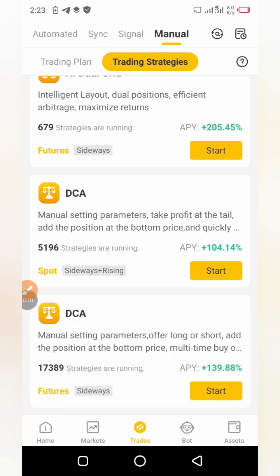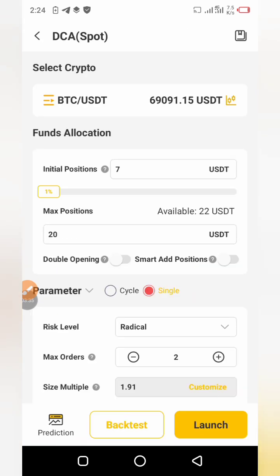So we come to DCA. The robot we're going to use is DCA Spot. For the fact that the market is bearish, we'll be trading on spots. Don't trade futures unless you are very conversant with trading futures. But for the purpose of getting at least $1 to $100 every day, you select spot trading. So you click on start, DCA Spot start.